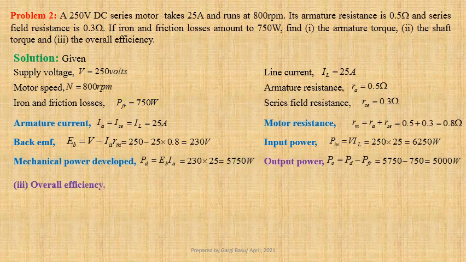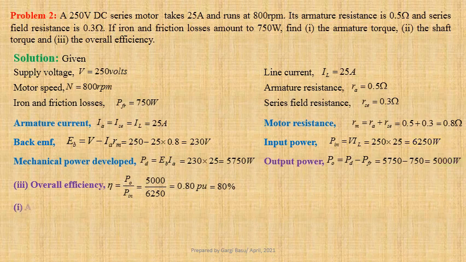Overall efficiency eta equals Po divided by Pin. That is equal to 5000 divided by 6250. That gives us 0.80 per unit or 80%.